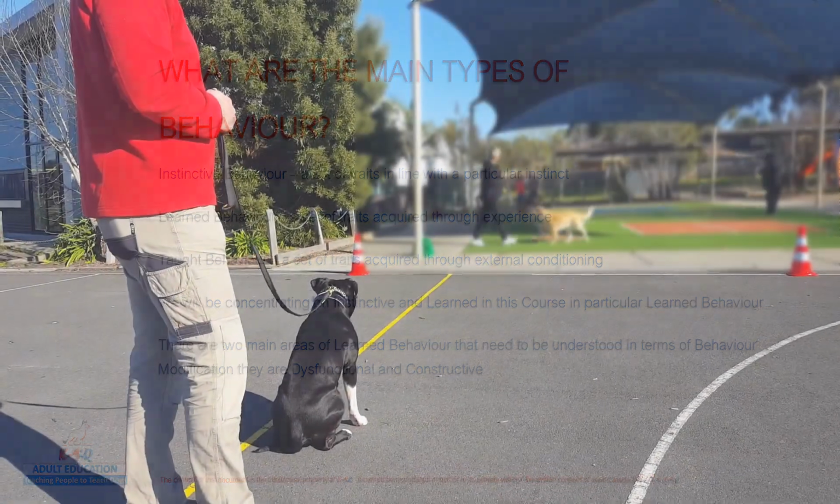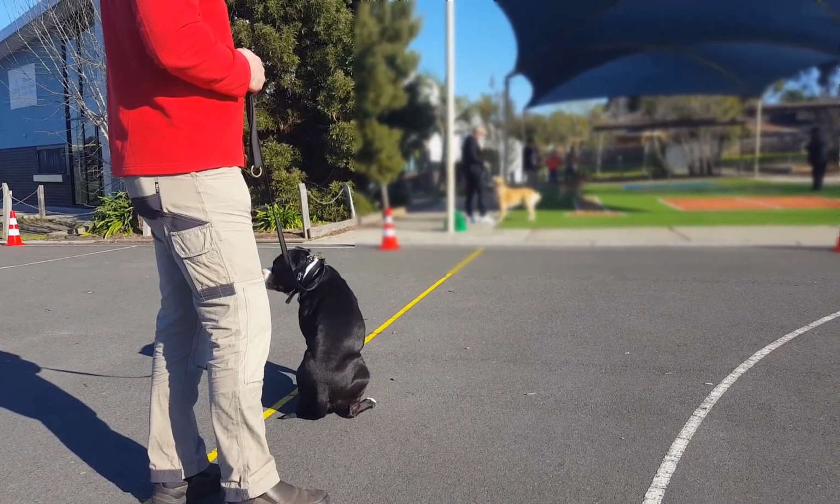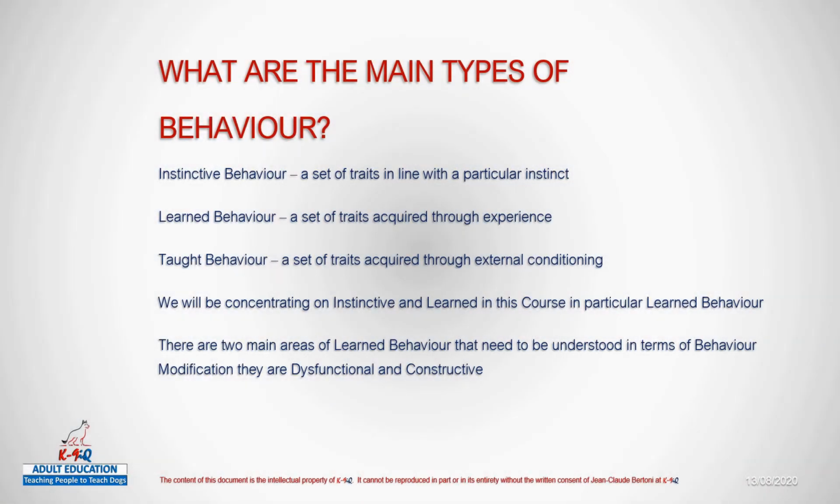A constructive way is to actually get the dog to show a different set of skills or a different set of behaviors to achieve the same outcome. So these are the two main areas that we'll be concentrating on in the course.